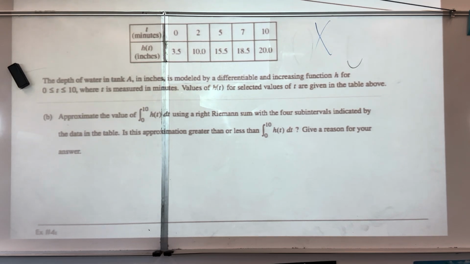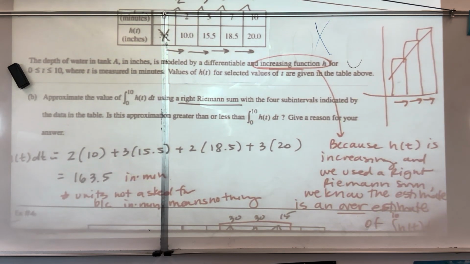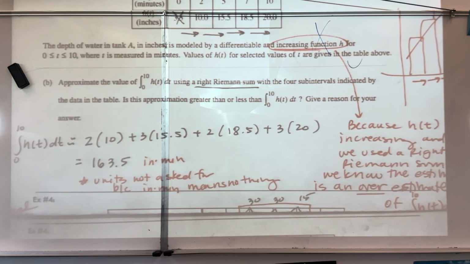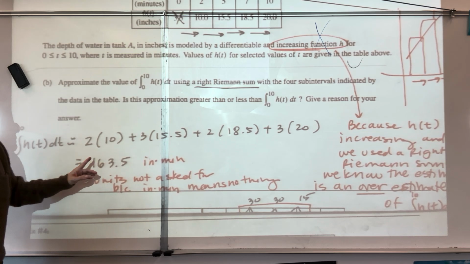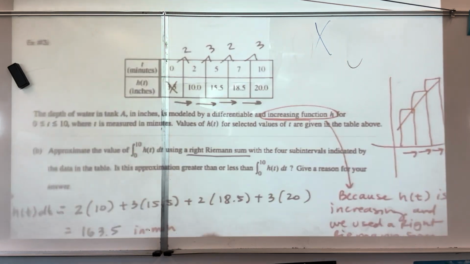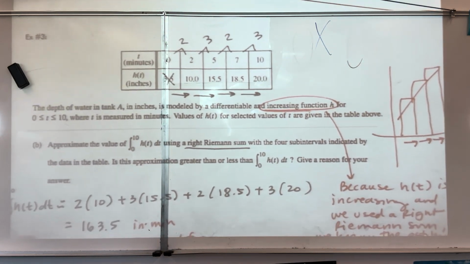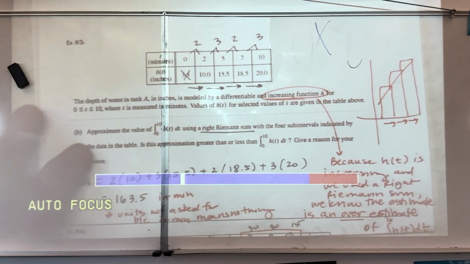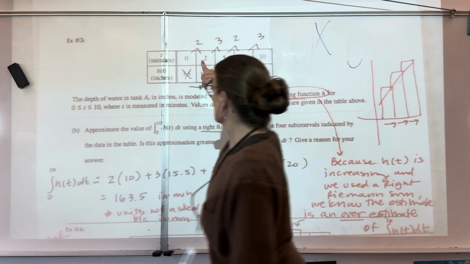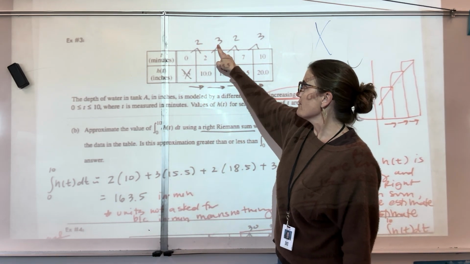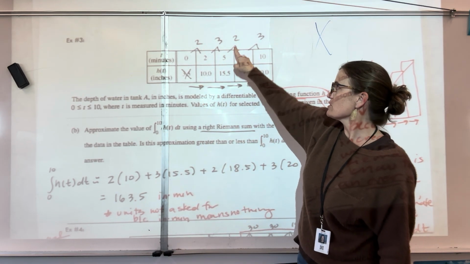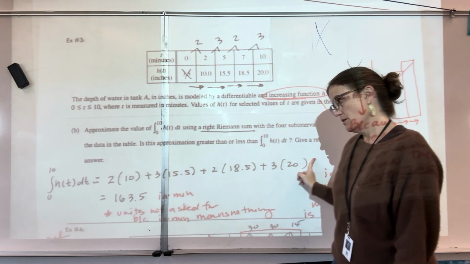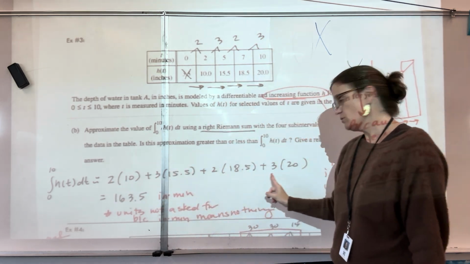So this one's a little boring. There were no units, so not the most exciting, but let's see how we did on this. The integral from 0 to 10 of h of t, right? Here, let me show you how you use the table to find the widths. Going from 0 to 2, you had a difference of 2. 2 to 5, difference of 3. 5 to 7, difference of 2. 7 to 10, difference of 3. So notice that those show up in my bases. There's the 2, the 3, the 2, and the 3.